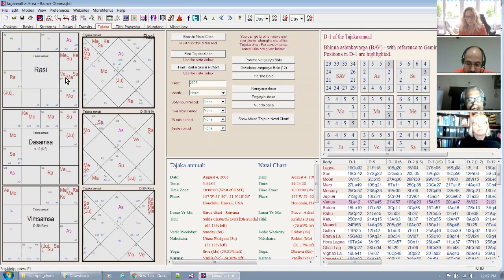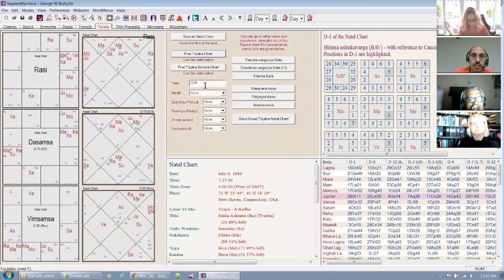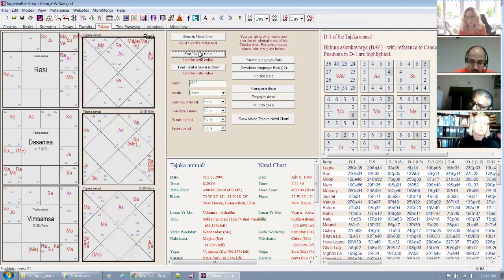And let's see if we see a similar thing in George Bush for 2000. So George W. Bush. Let's make the 2000 annual chart. Again, the elections were after his birthday, so we'll make the 2000 chart itself. So in the Dasamsa chart, let's see what are the interesting things. The fifth lord, what are the interesting combinations here?